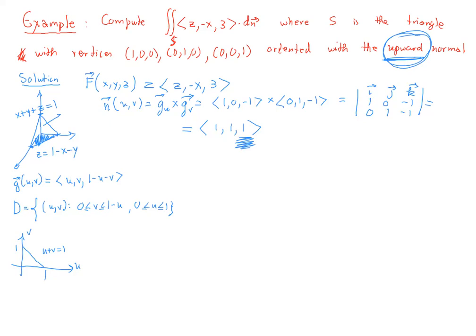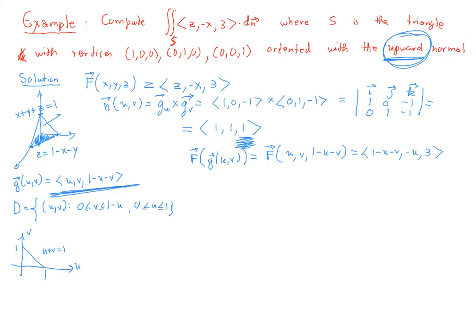Okay, so let's compute the integral. So let's pull back the function to the domain of the parameterization. What does this mean? This means that we have to compute f of u, v, 1 minus u minus v. Where did I find this? Remember, that's my parameterization, which means that everywhere I see an x, I should put u. Everywhere I see a y, I should put v. Everywhere I see a z, I should put 1 minus u minus v. And so this will be 1 minus u minus v and minus u and 3, right?